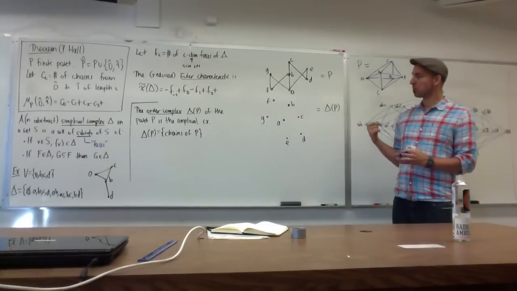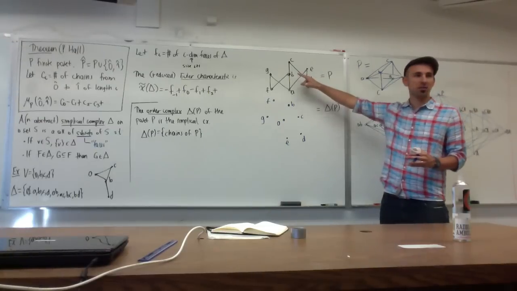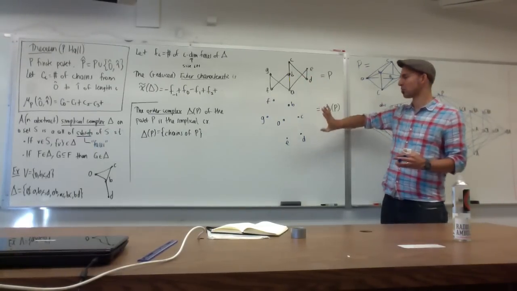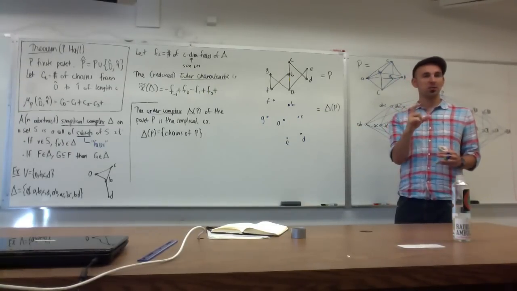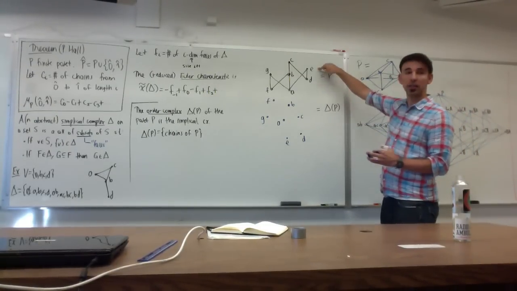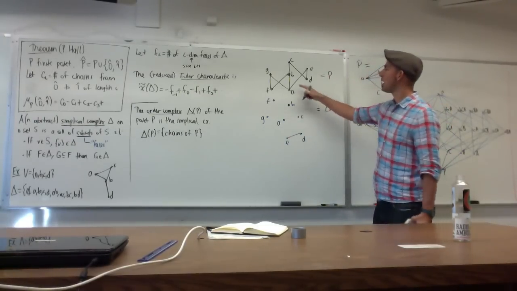I say, okay, first of all, what are the chains of one element? Well, the chains of one element are just the elements. And so those are just the points here. So those points are in my simplicial complex. What are the chains of two elements? For example, D is less than E. That's a chain. So I put D less than E. A is less than E.